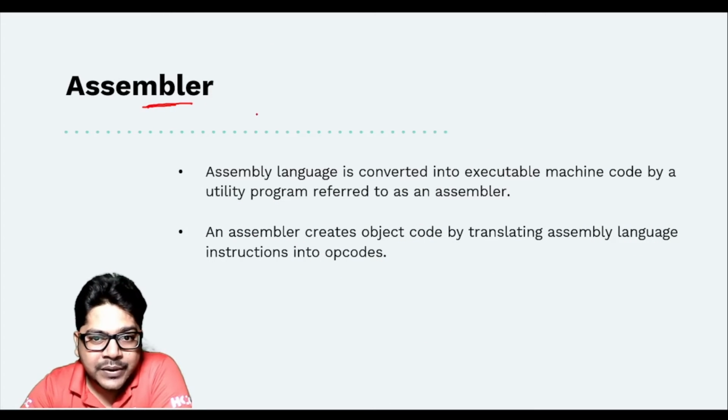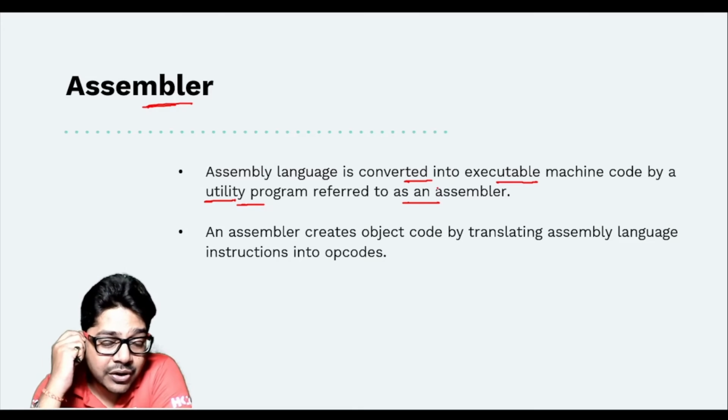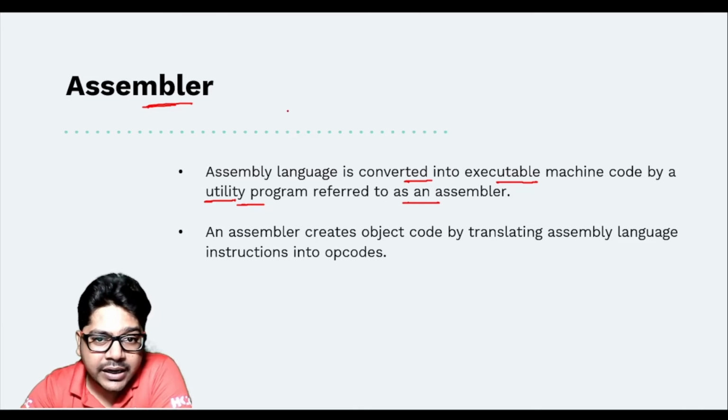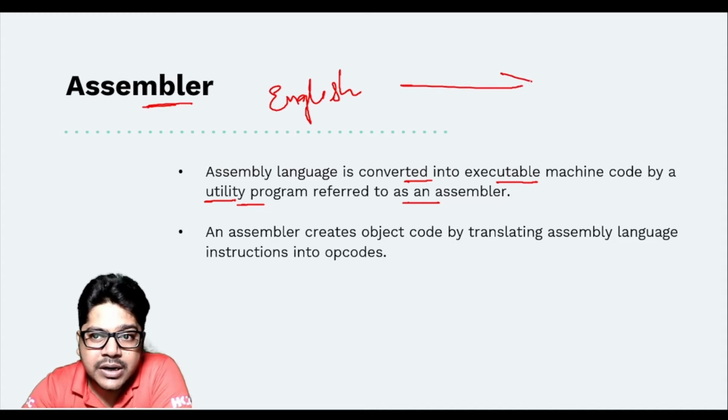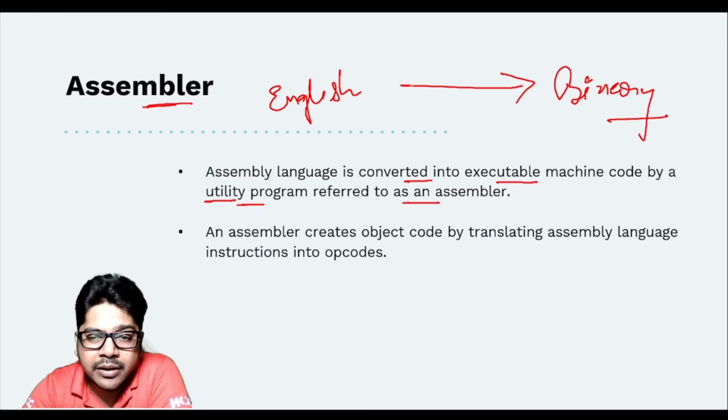What is an assembler? Assembly language is converted into executable machine code by a utility program referred to as an assembler. As I was saying, when you use a high level language, you write code in English. The computer does not understand that. The computer understands binary. So there are a hell of a lot of processes in between which convert this English into binary. An assembler is one such process.